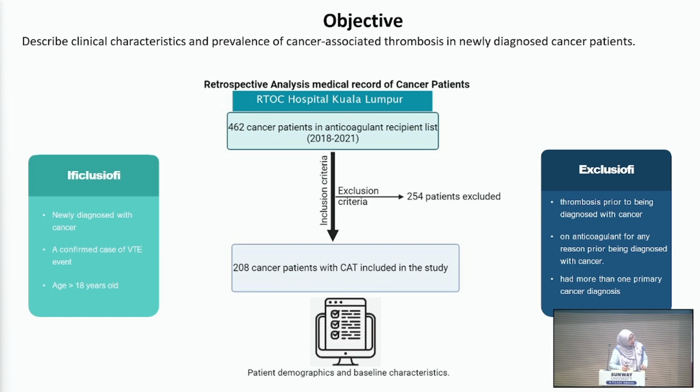To achieve this objective, we retrospectively analyzed medical records of cancer patients. We started with 462 cancer patients in our anticoagulant recipient list, which suggests the occurrence of cancer-associated thrombosis. After applying inclusion and exclusion criteria, 254 patients were excluded, leaving us with 208 for analysis.